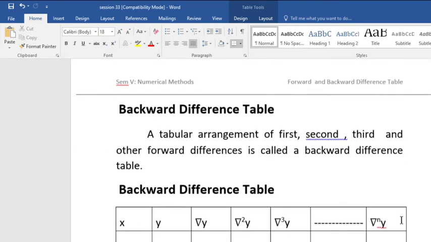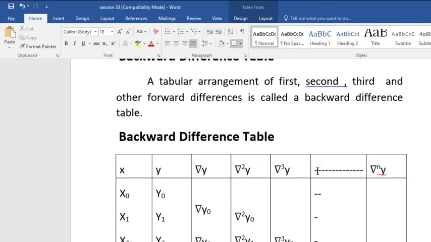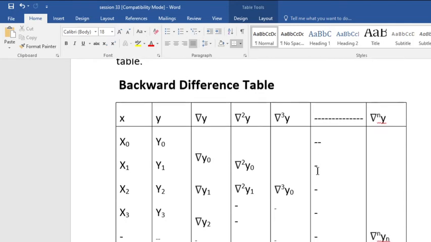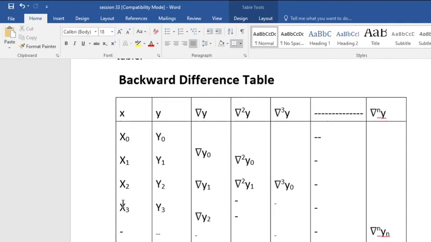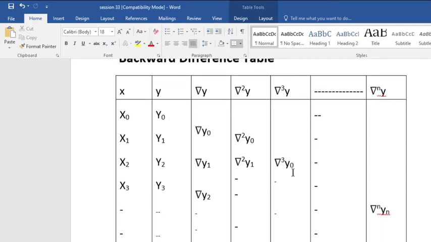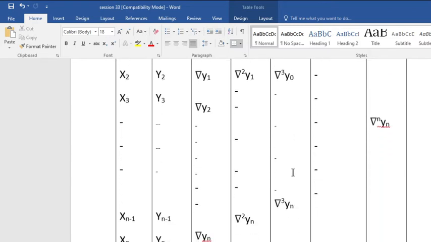Now the backward difference table. A tabular arrangement of first, second, third and other backward differences is called a backward difference table. The table is as follows. In the first column we write the x values, and in the second column the corresponding y values. Here we calculate in the reverse order, that means we go from below to up.